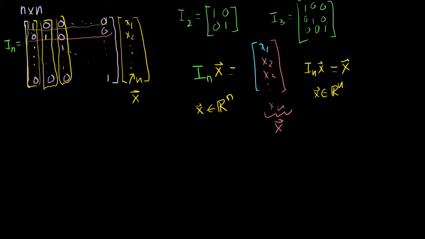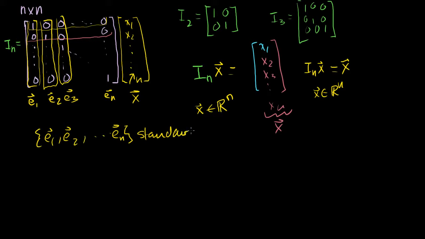If we call this first column E1, and this second column E2, and the third column E3, and we go all the way to En, these column vectors, the set of E1, E2, all the way to En, is called the standard basis for Rn.